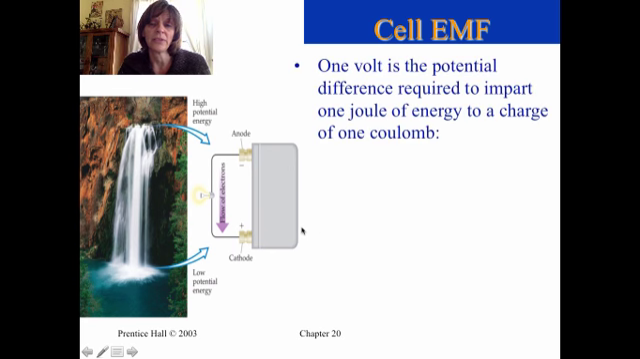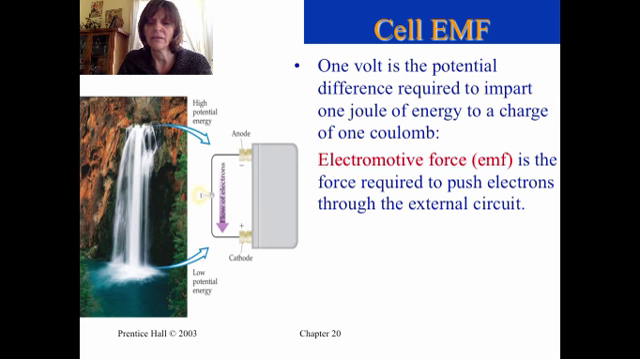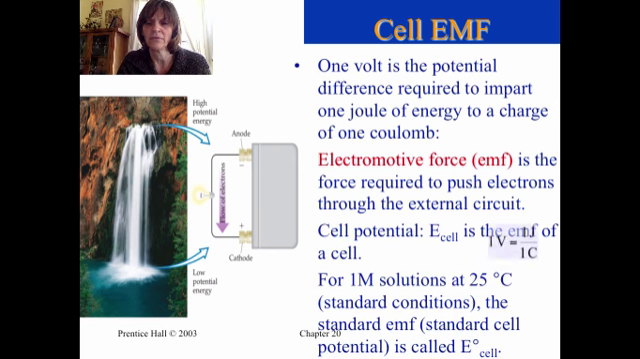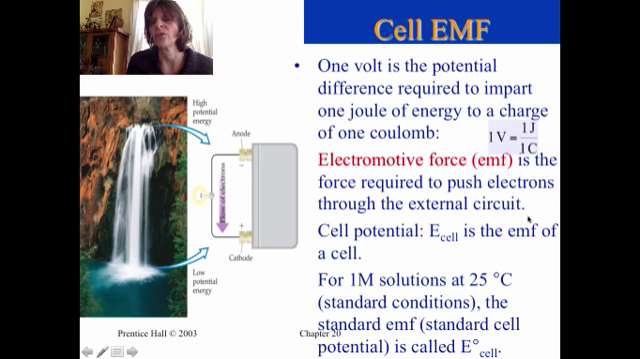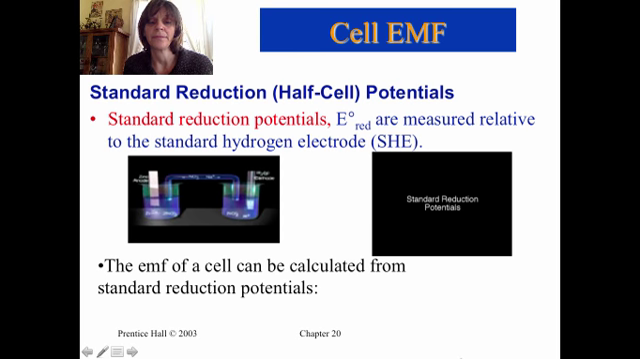So 1 volt is the potential difference required to impart 1 joule of energy to a charge of 1 coulomb. So a volt is 1 joule per coulomb. The EMF, the electromotive force, is the force required to push electrons through the external circuit. So the potential is called the EMF, E of the cell. And for 1 molar solutions, it's got a little standard symbol.